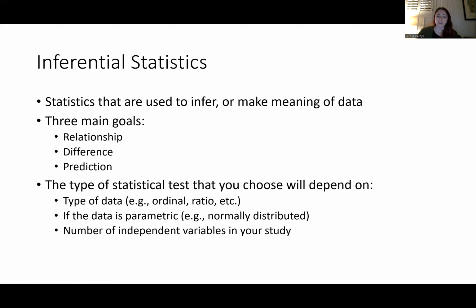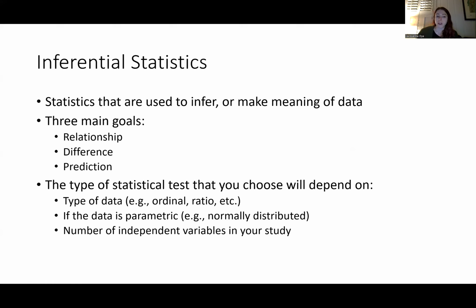So the type of statistical test that you choose will depend upon a few different factors. So first, the type of data. So we talked about the levels of measurement in the last lecture. So this is ordinal data, ratio data. This is going to inform the type of statistics that you can use.